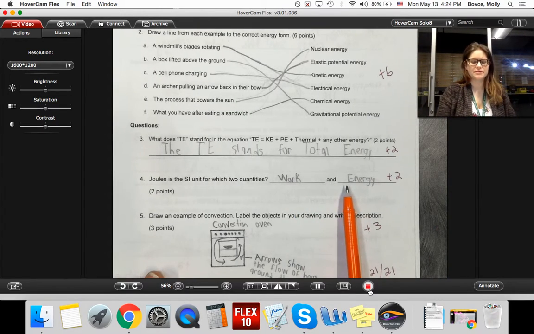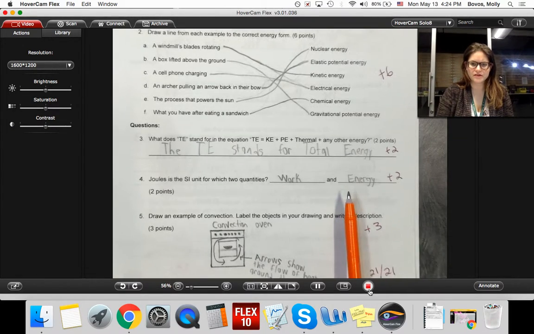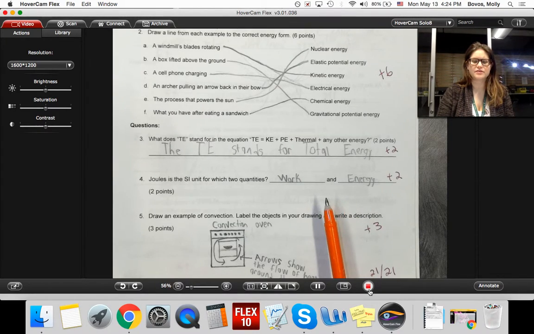Some people did put mechanical energy and non-mechanical energy, or kinetic energy and potential energy. And so as long as you had energy in there, I gave you 1 point, but I needed to have both work and energy for the 2 points.